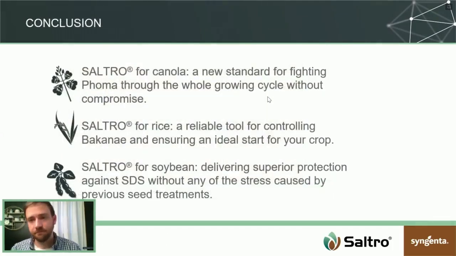Thank you so much, Paul, and thank you, Monika. So to wrap it up here, we are really excited at Syngenta to be launching Saltro. We launched it in 2019 in the US, as you heard, and in Australia as well. Saltro for canola would be a new standard for fighting phoma or blackleg throughout the whole growing cycle without any compromise. Saltro for rice would be a very reliable tool for control of bacanae, for which there hasn't been a lot of solutions in the market, and the ones that have been in the market have only survived a few years due to resistance. So this will really be a step change for the rice growers in Asia particularly.